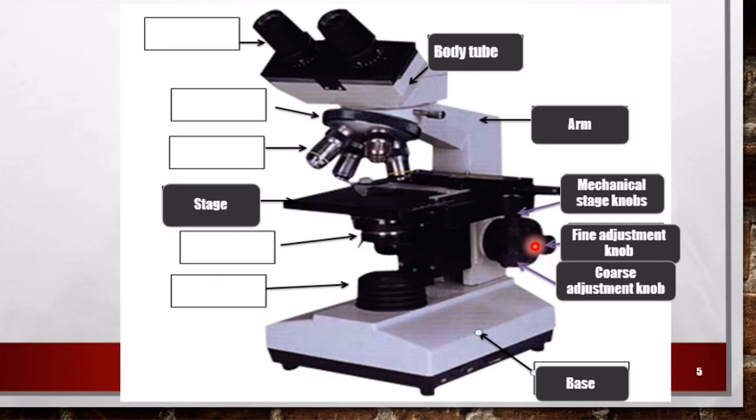What is the benefit of the focus adjustment knobs? Used for changing the distance between the object on the one side or slide and the objective on the other side.